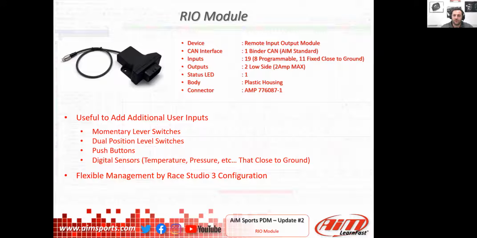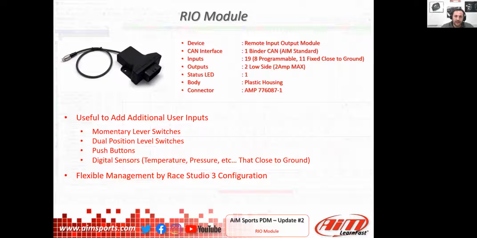We also have 2 low sides, 2 amps, one that is useful, for example, to activate the backlight of a panel or remote panel or something else. A status LED gives the information about the functionality of the system. Plastic housing, because we want to have it with a low weight. And an AMP connector that is the same series as the PDM, so the user can manage only one wiring tool to make all the installation, the PDM and the RIO module. Same family, same pin, and same tools to be used.